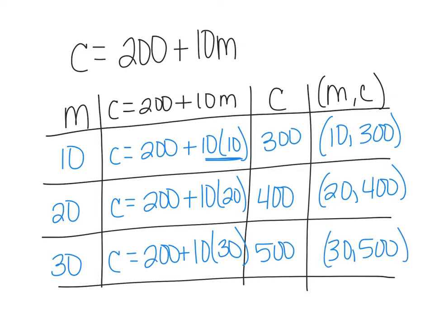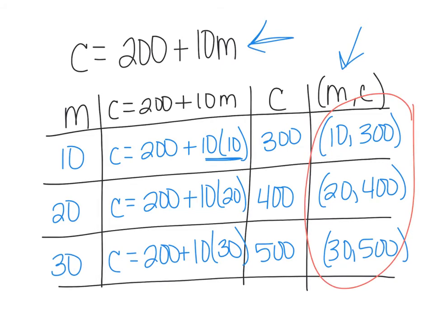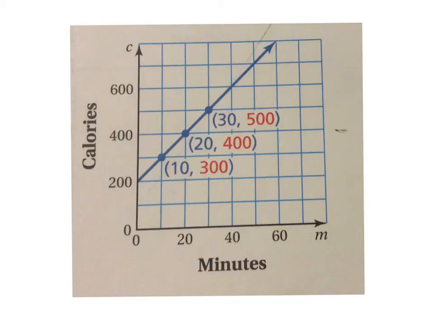So I've written my equation, I've made my table, now I'm ready to graph. I am going to take the ordered pairs from this last column, and that's what I'm going to graph. Once I have graphed those values on my coordinate plane, I will have a line. It's going to look something like this. So my x-axis is my M, or my minutes. My y-axis was my C, which was my calories. And I graphed 10, 300, 20, 400, and 30, 500.